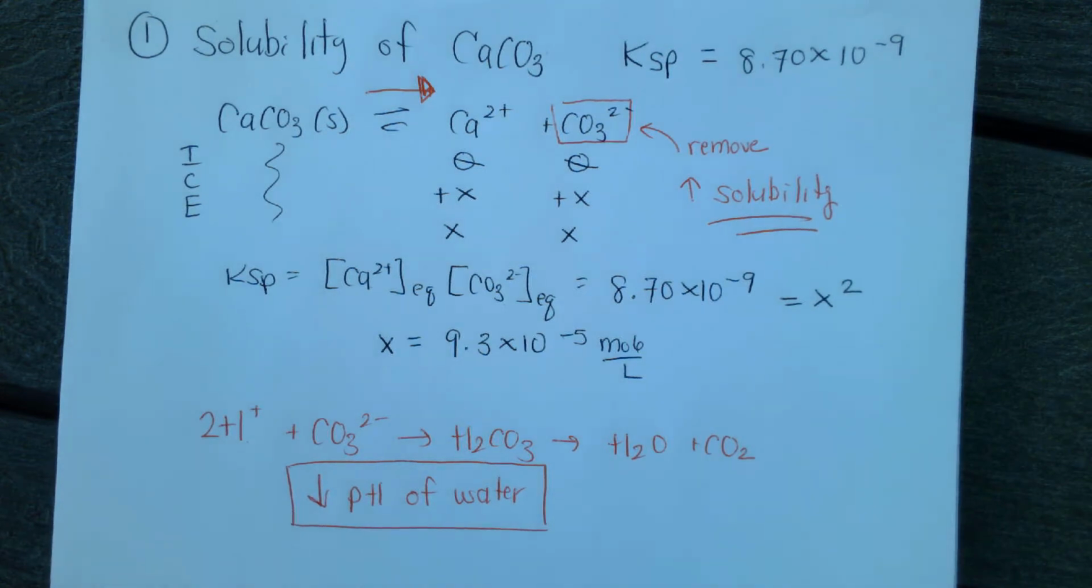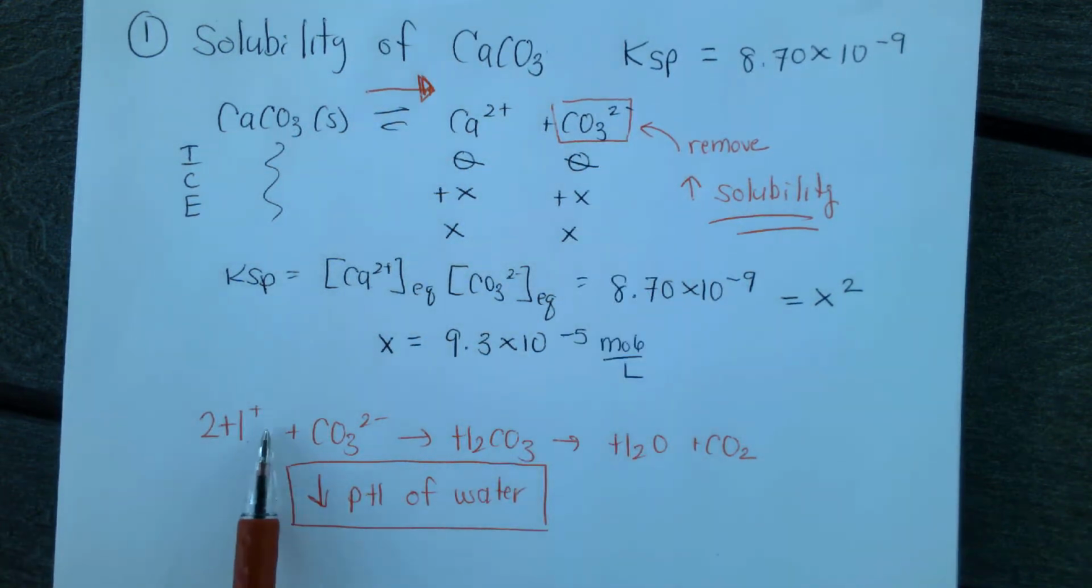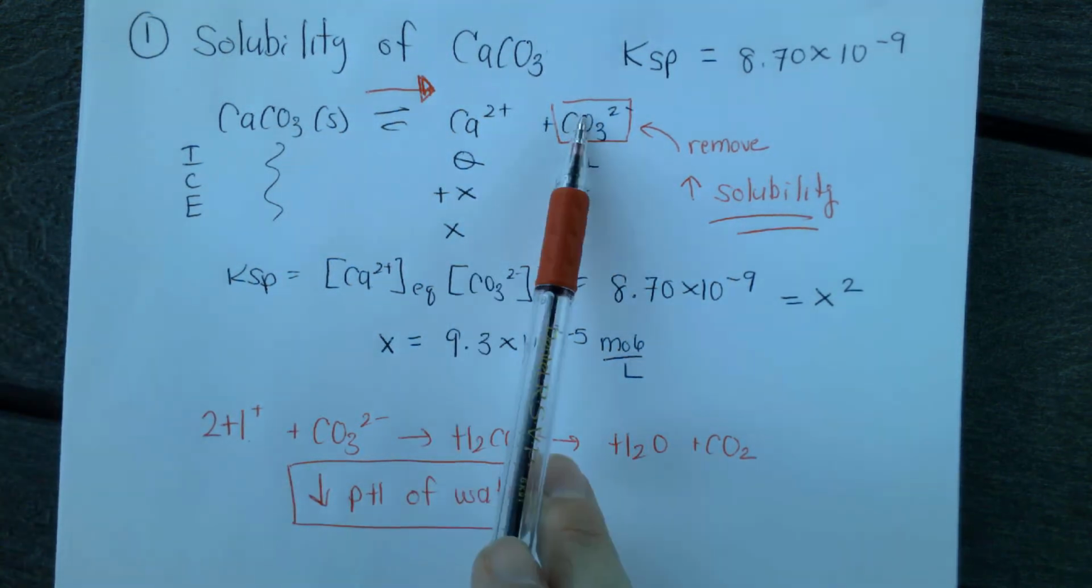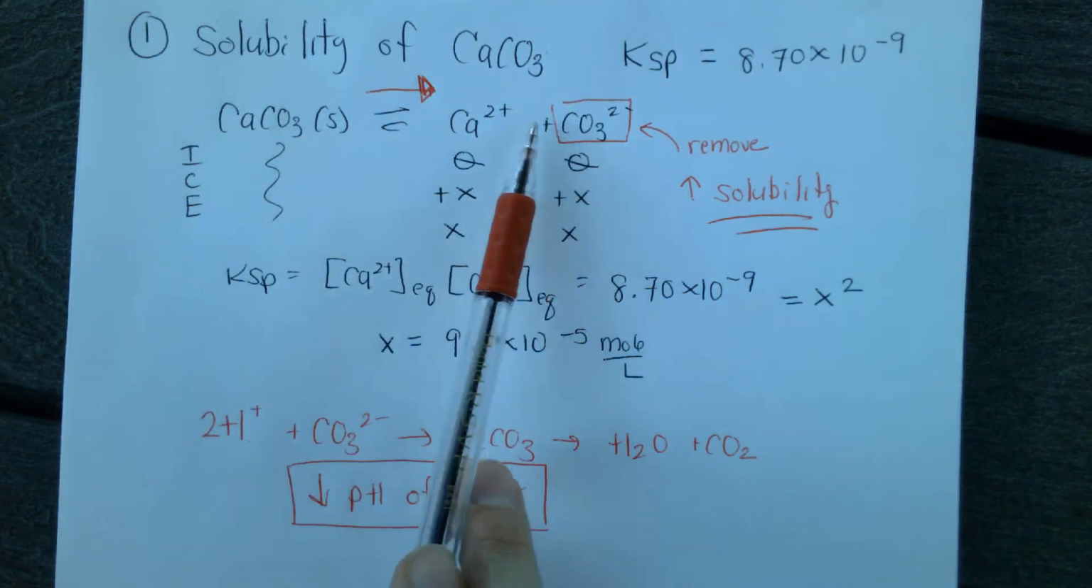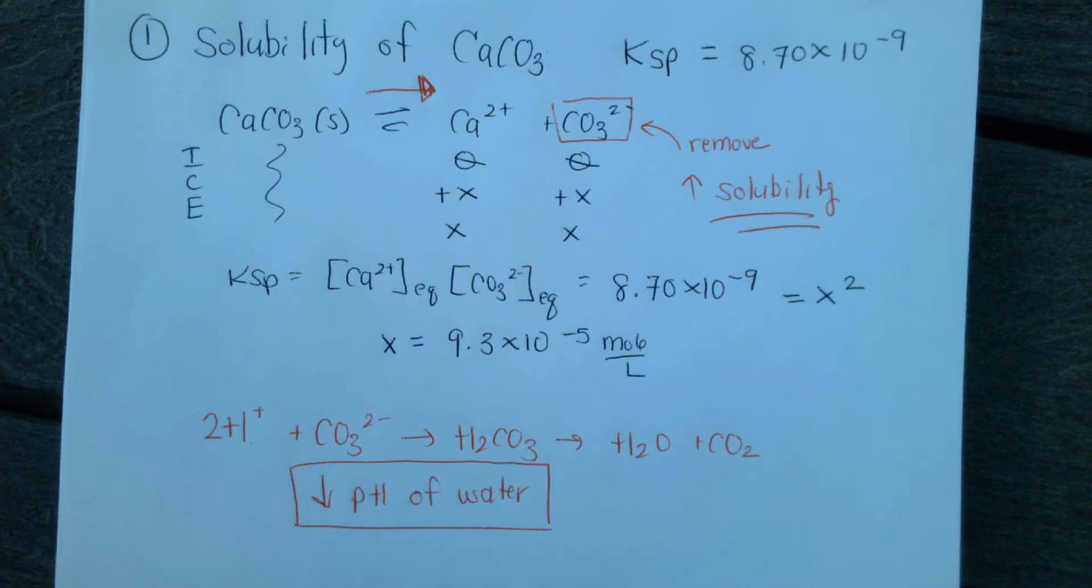So having acidic conditions for this particular solid would increase the amount of it that dissolved. Again, because the carbonate does react with hydrogen, which in an acidic environment would mean there was more of this. So we would shift to replace that, causing more calcium carbonate to dissolve. That's a basic solubility problem.